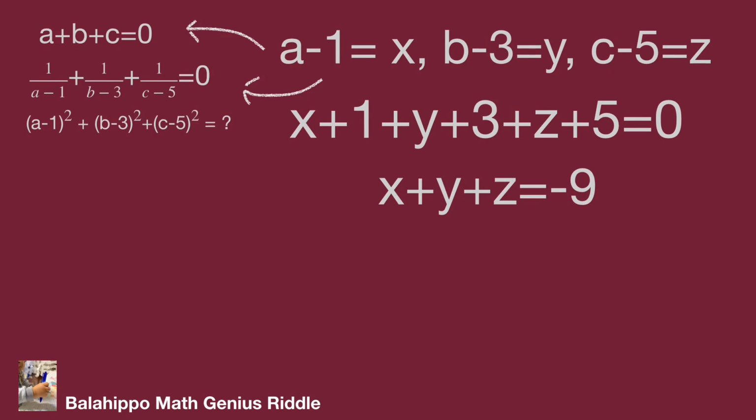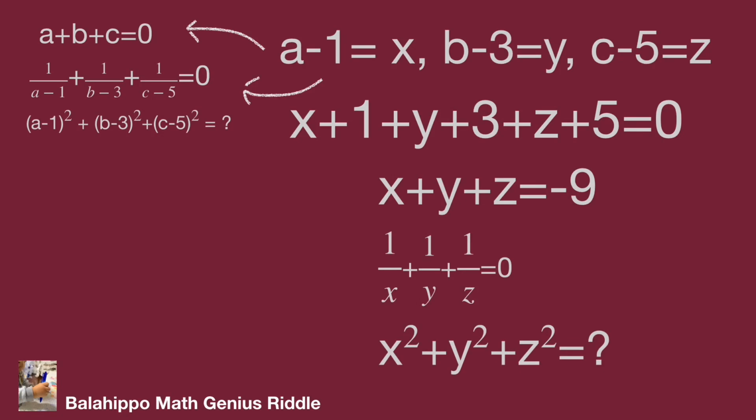Substitute these values into the second equation. It becomes 1 over x plus 1 over y plus 1 over z equals 0. The question becomes: find the value of x squared plus y squared plus z squared.